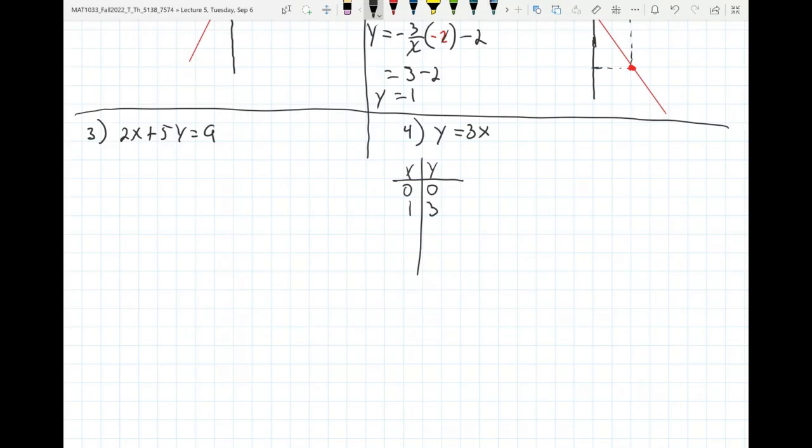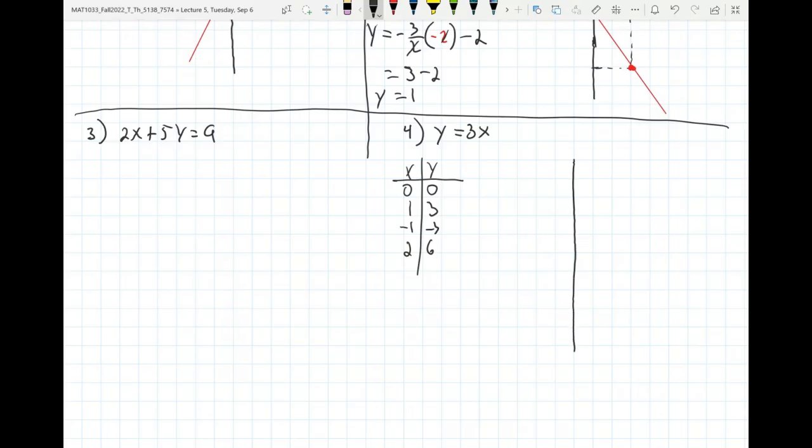Let's see one more. -1, -3, and then let's put 2, 6. But again, remember, we really just need 2. The third one is just for checking purposes, but let's do all of this so everybody gets their points plotted.